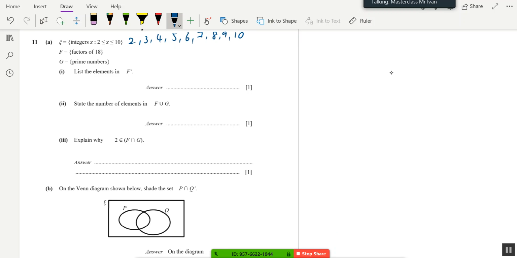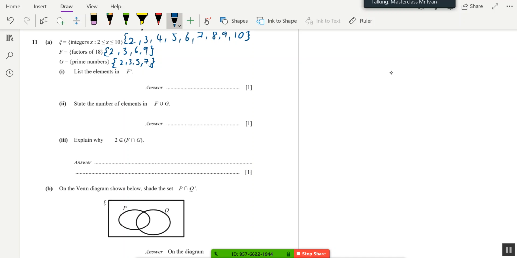So what are the factors of 18 that are inside this? 2, 3, 6, 9. Yeah, that's it. Okay. And then G are all the prime numbers that are inside here. So actually, the way I write this is also not very good. You should also always put it in the set form. Okay, so what are all the prime numbers that are inside this universal set? 2, 3, 5, 7. Yeah. Okay.